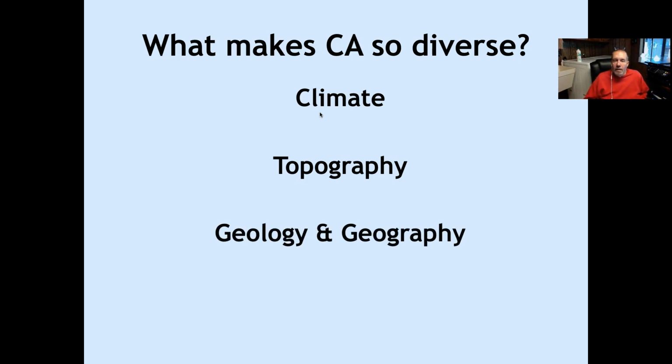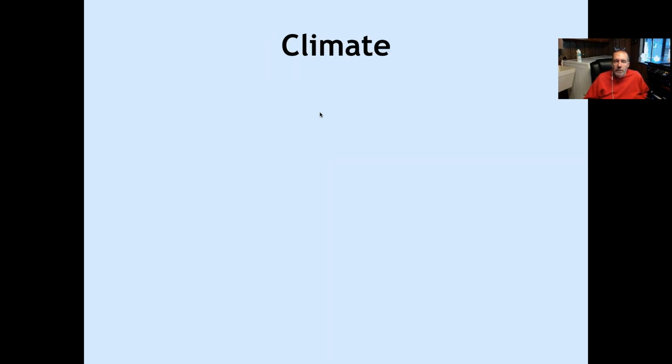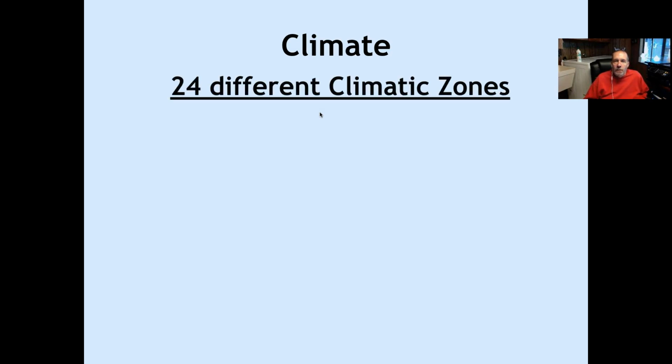And then, of course, we have a lot of interesting geology. We have active volcanoes, we have dormant volcanoes, lots of fault lines, but again, lots of different areas with a lot of different types of geology and diversity. You have 24 different climatic zones to be specific.